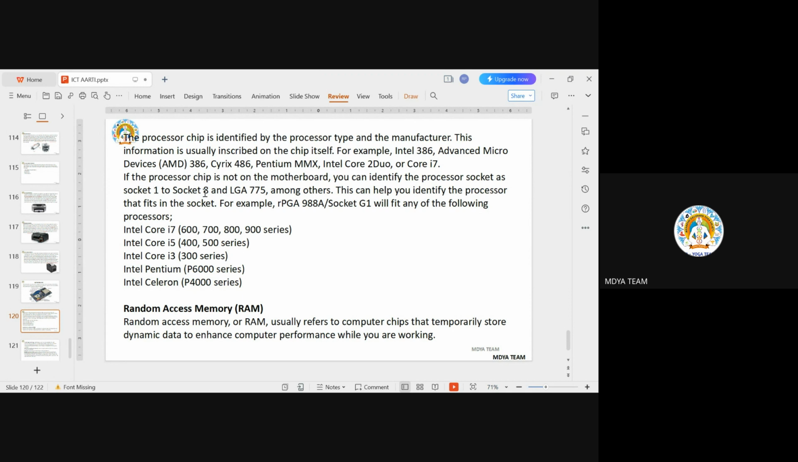If the processor chip is not on the motherboard, you can identify the processor socket. There is a socket present, with names like Socket 1.